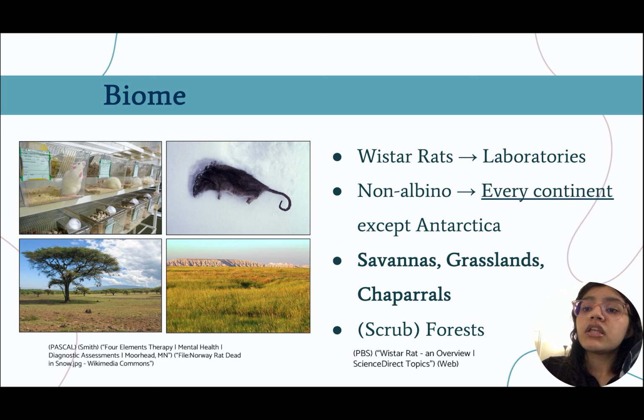Non-albino Norway rats, however, can be found everywhere, on every continent except for Antarctica, because Norway rats are commensals with humans, and Antarctica doesn't have humans. Now, they can also be found in savannas, grasslands, and chaparrals, which are terrestrial woodlands with dense woody vegetation. And they can also be found in scrub forests, which are dense, low-lying woody vegetation forests.